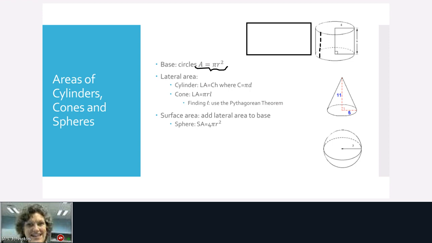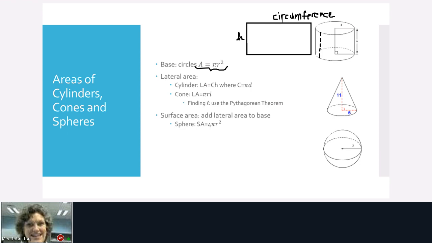It would just be wide enough to wrap all the way around. So this side of it would be the same as the height of the cylinder, measure h. And if you imagine this unwrapping, the length of this is the circumference of the top of the cylinder. And we have formulas that show us how to calculate that. And so we actually have both measurements to figure out the lateral area of a cylinder.